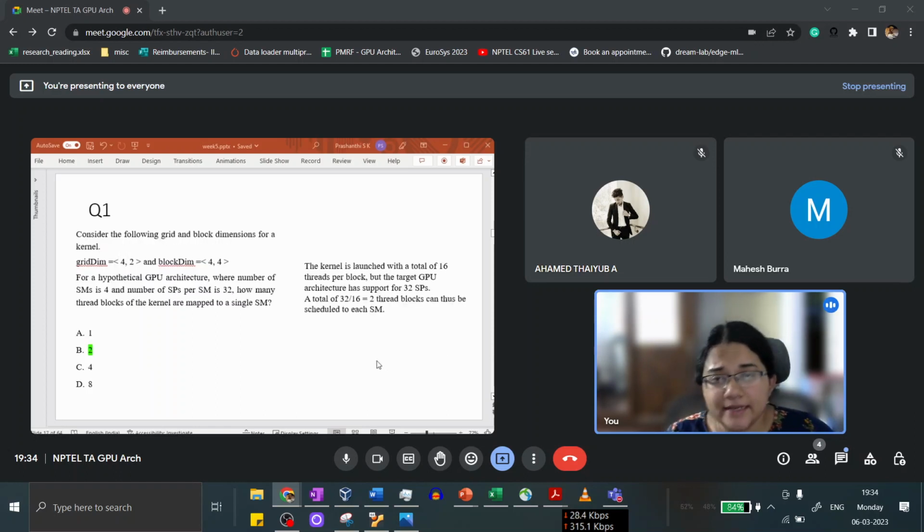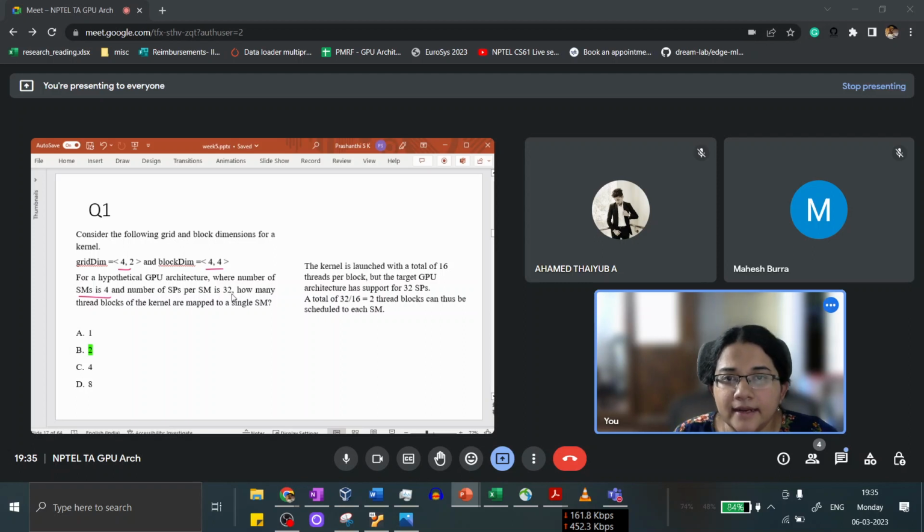So it is B, 2 thread blocks. So let's see why that is, right? So first of all, how many blocks do we have? We have 4 into 2, 8. And each of those blocks has 16 threads. And now we have 4 SMs available to us. So how can we split up these 8 blocks across them? We can take 2 blocks per SM, right?